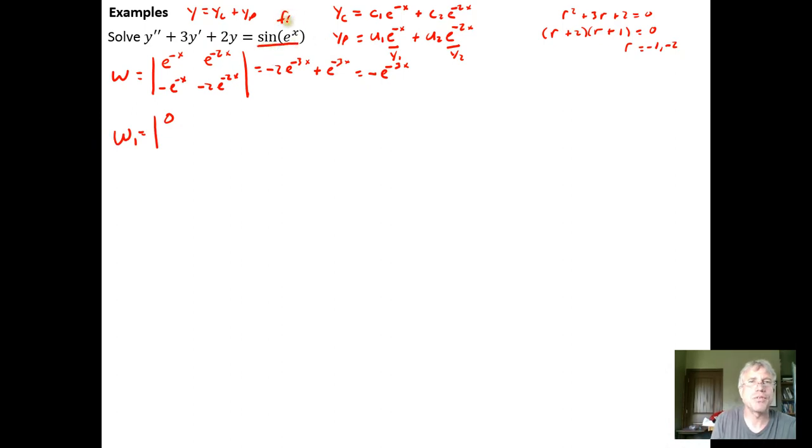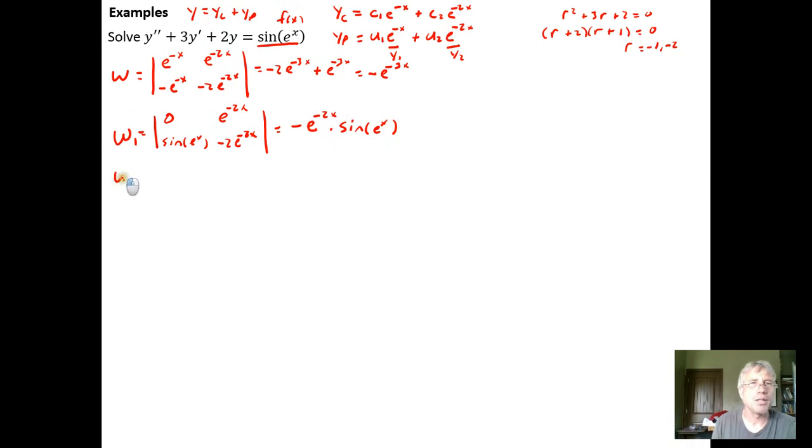And then using Cramer's rule, we replace the first column of this with 0 and our function f of x. So 0 and sine of e to the x. And then we keep the second column of w. So we get e to the negative 2x, negative 2 e to the negative 2x. And we calculate this determinant, so we get 0 minus the product of the other diagonal, which is e to the minus 2x times sine of e to the x.